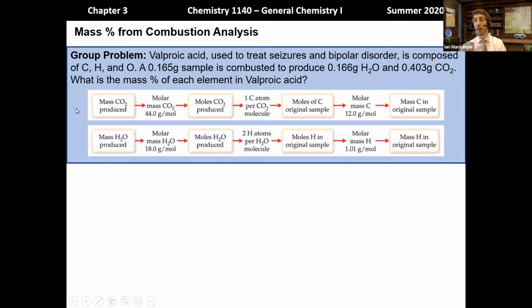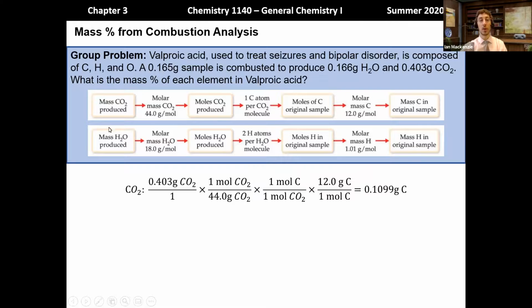Well, I follow my formula for determining the mass of carbon and follow the formula for determining the mass of hydrogen in the original sample. I can start with CO2, my mass of CO2, and first convert that to moles of CO2 using the molar mass. Then I know that there's 1 mole of carbon for every 1 mole of CO2 because there's 1 carbon atom for every 1 CO2 molecule. So I've converted from moles of CO2 to moles of carbon.